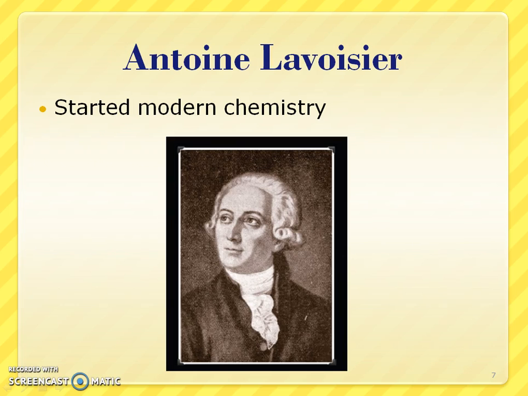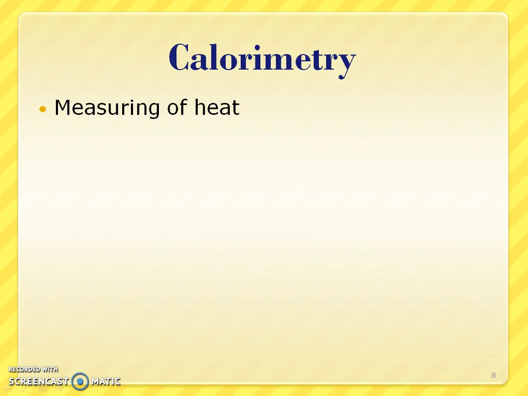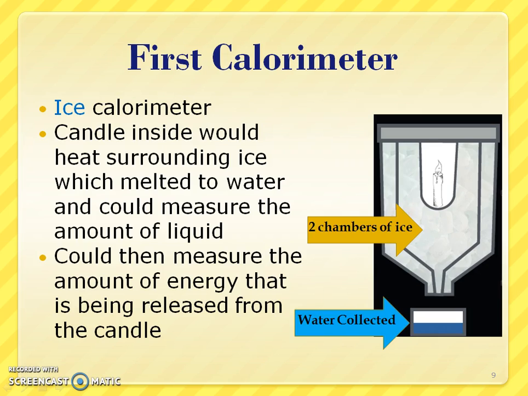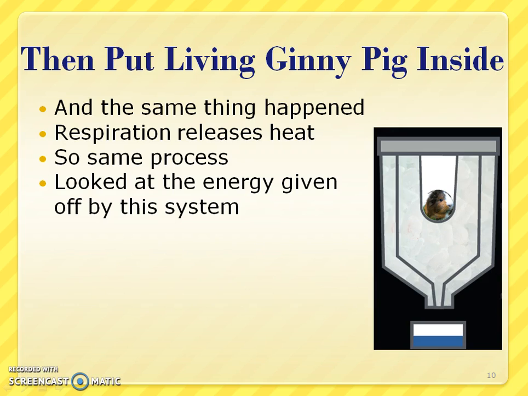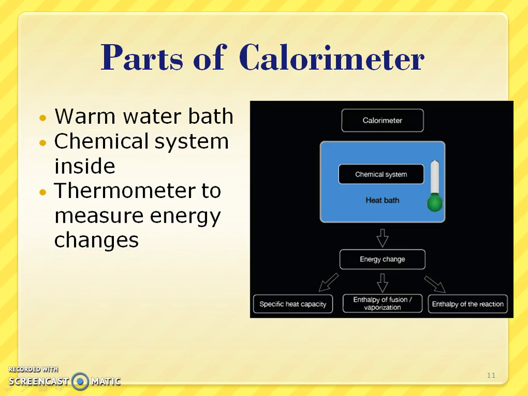These were mine. He talked about Lavoisier being the chemist who started modern chemistry, and he talked about that calorimetry is just measuring heat. And we want to remember that heat is really the measure of the energy of a system. He talked about the first calorimeter and how he used a guinea pig inside that released respiration, and that's a form of heat. He talked about the parts of the calorimeter.